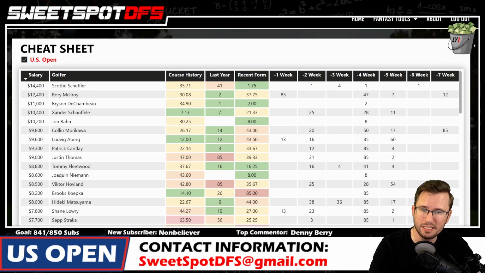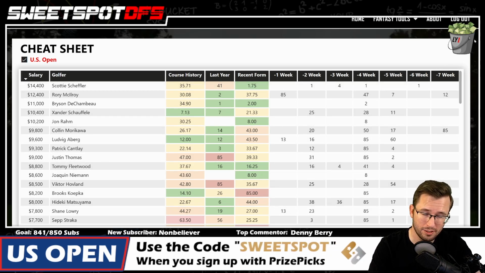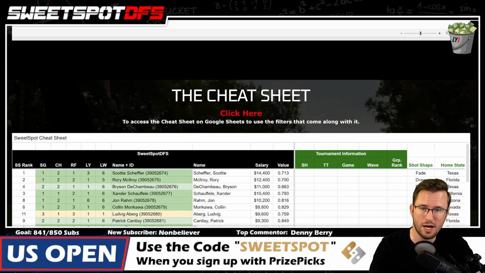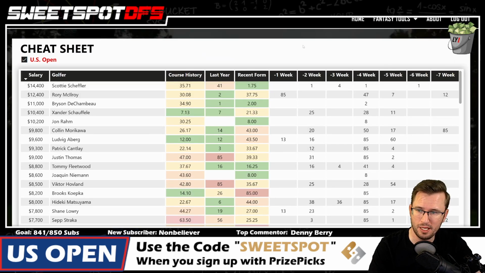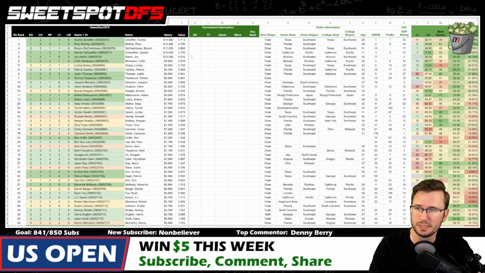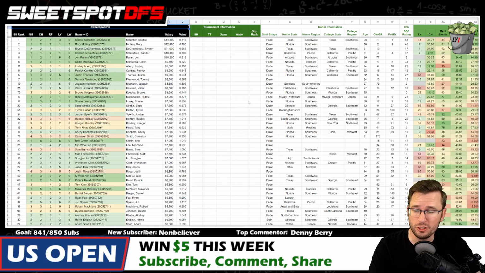The cheat sheet has loaded. So this is a work in progress. It has been for a while. I won't lie, I've put it on the back burner for now. But if you scroll down on the page, not on the report, because this is the tool, the report, you scroll down on the page and you get to this cheat sheet right there. Click on here, and this will open up the cheat sheet.